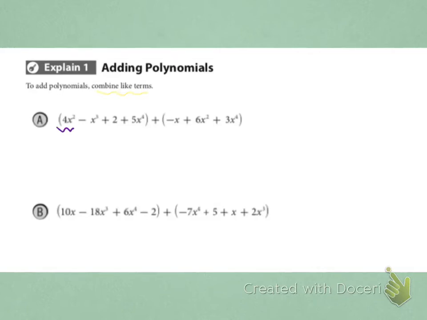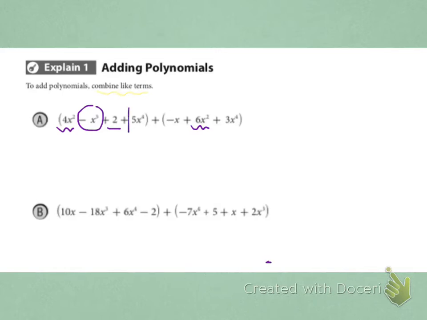So this one, 4x squared, there's an x squared here, there's an x squared here, and the 6x squared in the second term. There is an x cubed here, and there's no other x cubed over here. So in the second polynomial, there's not an x cubed. There's a constant term here, but there's no constant term in the second polynomial.